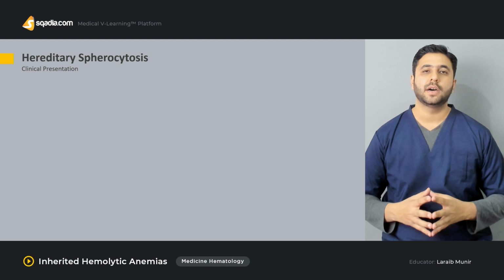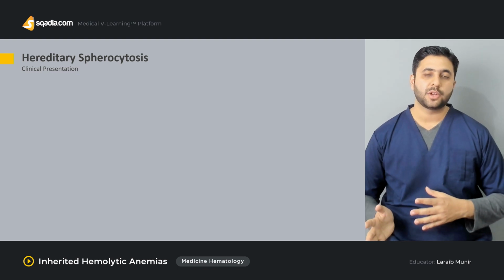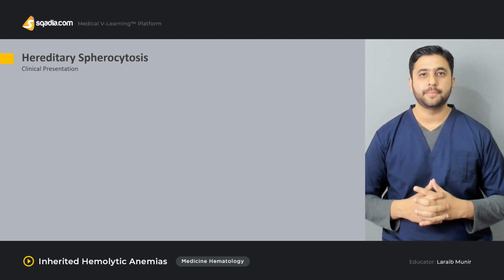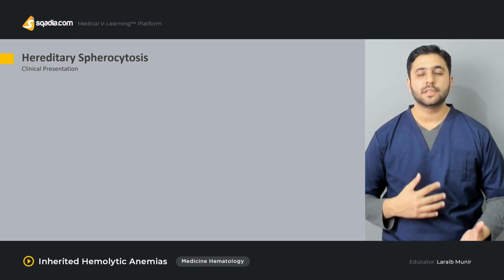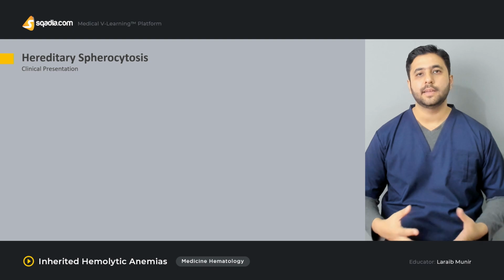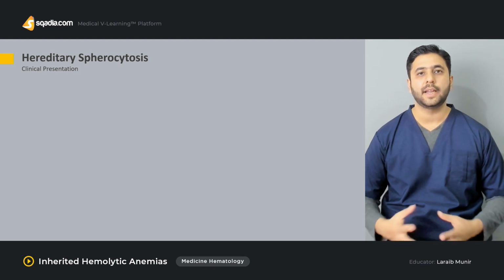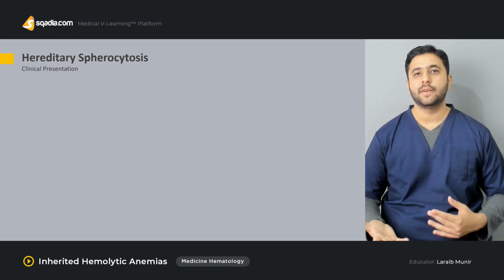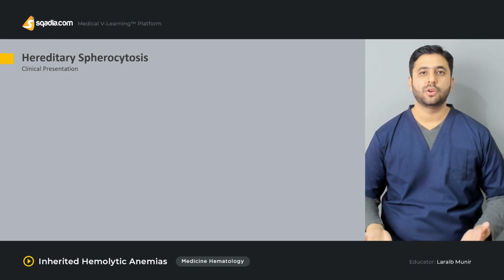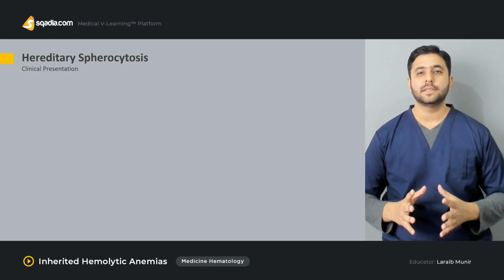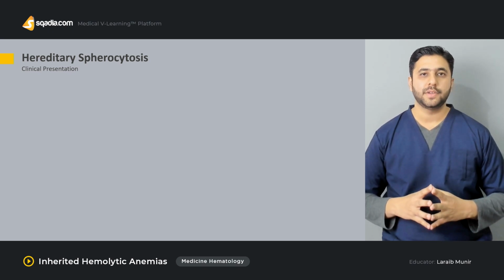This destruction of the RBC within the macrophages of the spleen is the one which causes hemolysis and leads to anemia. Otherwise, the spherical shape is able to carry the hemoglobin, carry the oxygen combined with the hemoglobin, very specifically. And if there is no destruction at the level of the spleen, the body will not even realize that there is a problem. So this is the major underlying pathophysiology in hereditary spherocytosis.